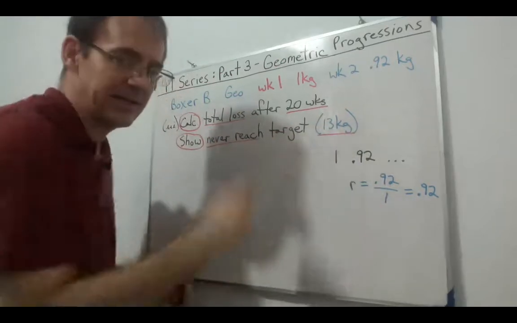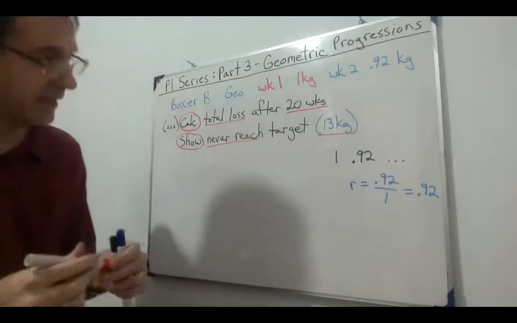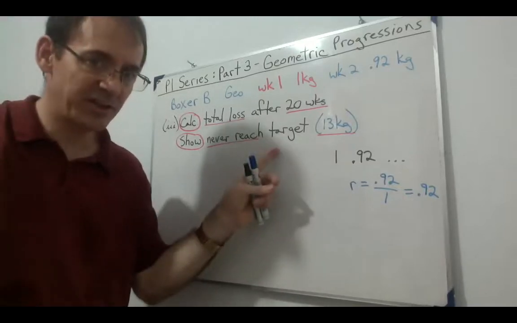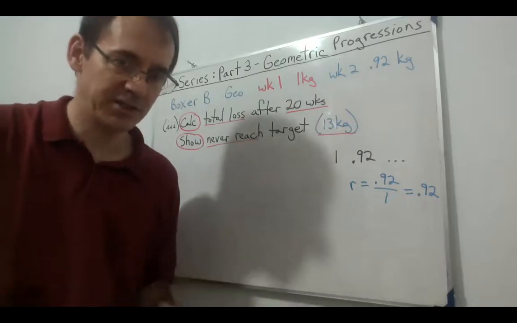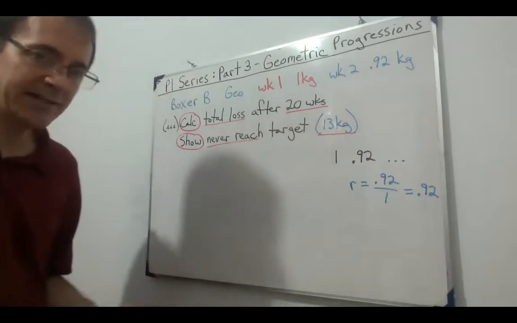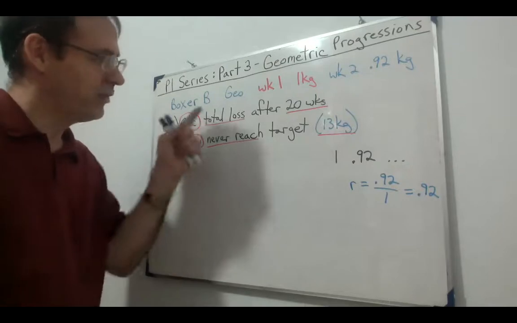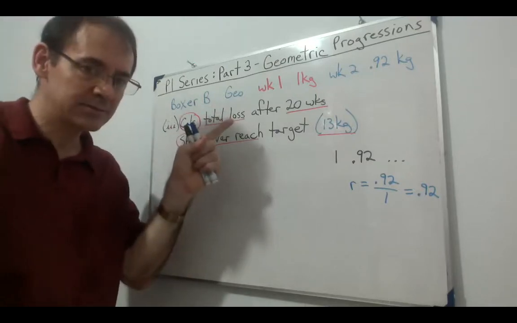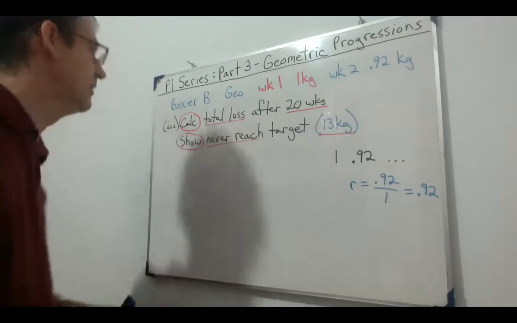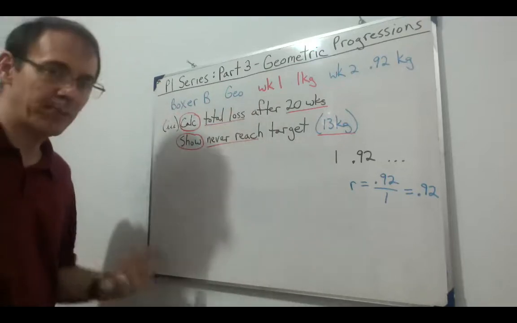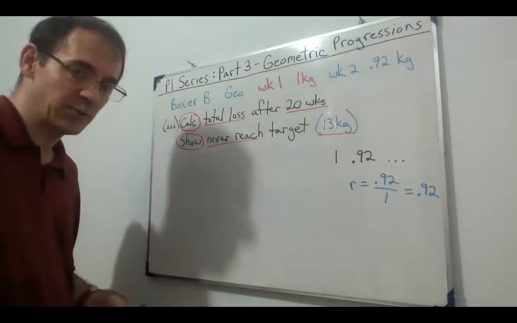And our target, again, I repeat the information. It didn't tell us, it just says the target. Go back to the top, it says 13 kg is how much they wanted to lose. So we want to demonstrate that even though he keeps losing weight, he'll never reach 13. That's interesting. So let's calculate first how much weight he loses after 20 weeks.